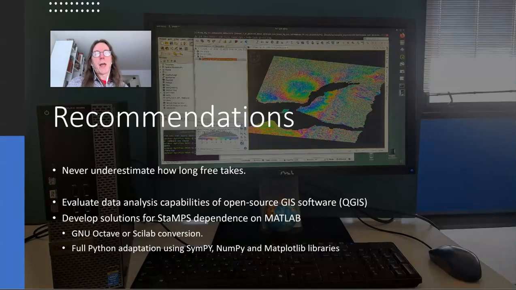The main caution I would have for others interested in open source processing, SAR or otherwise, is to never underestimate how long free can take. There's often a reason why commercial software is expensive.